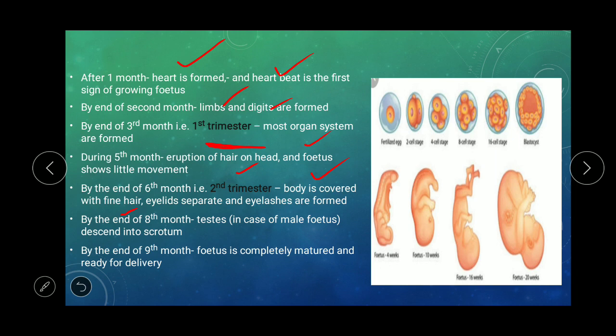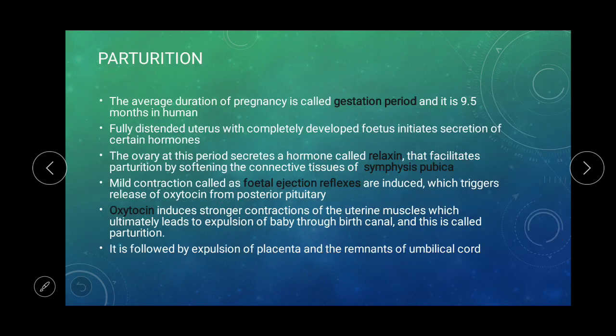Then by the end of the 9th month, the fetus is completely matured, that is all the hands, legs, forelimbs and hind limbs, eyelids, hair, heart, etc. are formed, and they are ready for the delivery. So here you can see how the development is taking place. Here you can analyze the fertilized egg, 2 cell, 4 cell, 8 cell, 16 cell, blastocyst. Then you can see the embryo here, and these two are fetuses. So this is how the development takes place, forming a complete baby.